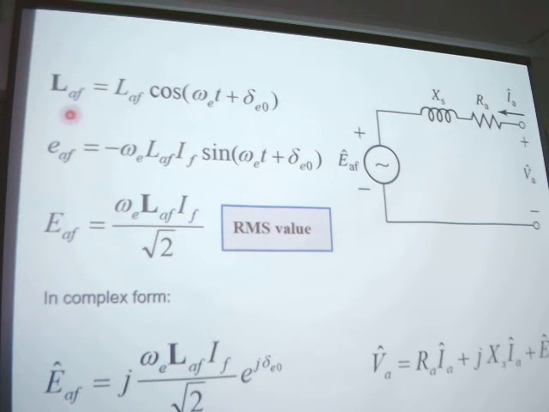You can see here this equation, the back EMF. The RMS value can be calculated with this equation. Omega E is the frequency of the current, and LAF is the mutual inductance between the stator and the rotor, and the field current.